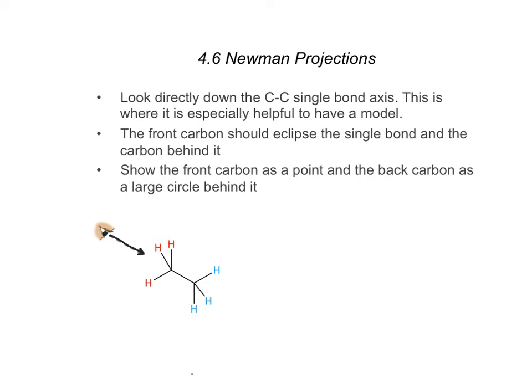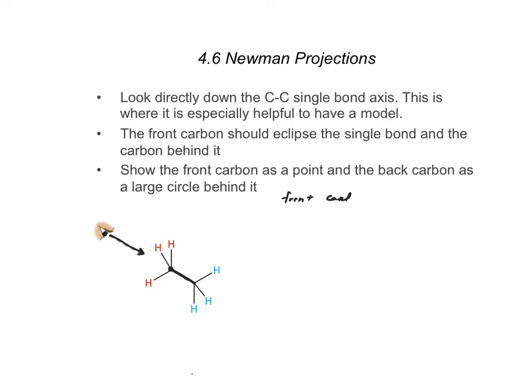But what we're trying to do is imagine what it looks like if we're staring down this carbon-carbon bond axis. Where are the various things around this? Now, the way we draw this is we're going to have two different things. We're going to have what we call our front carbon. So this guy is our front carbon.